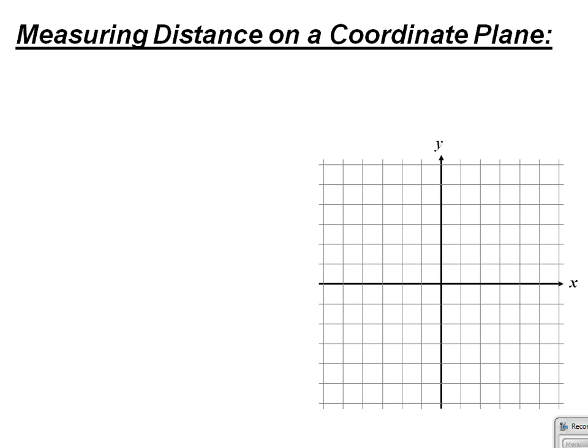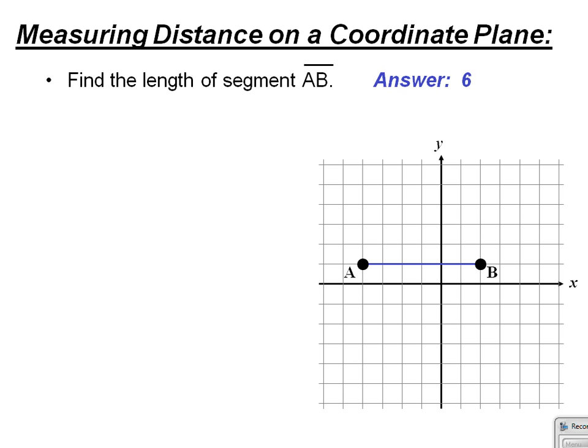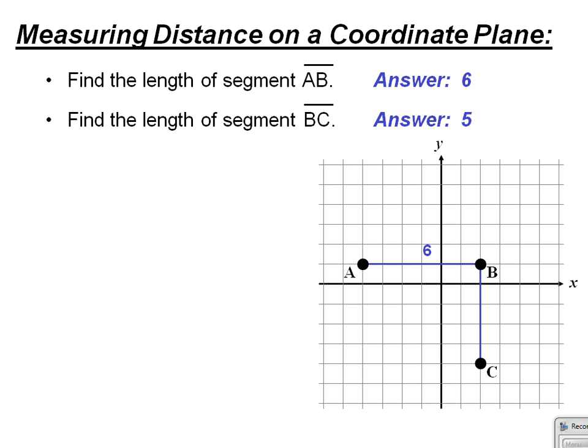Now, let's try and figure out how to measure distances on a coordinate grid. If we were given this segment, say segment AB, and we were asked to find its length, we can simply count the spaces between these 2 points, horizontally speaking. There are 6 spaces between point A and point B. How about segment BC? If we count the spaces there, there's 1, 2, 3, 4, 5 spaces between B and C. Easy to count because B and C are nicely arranged vertically.